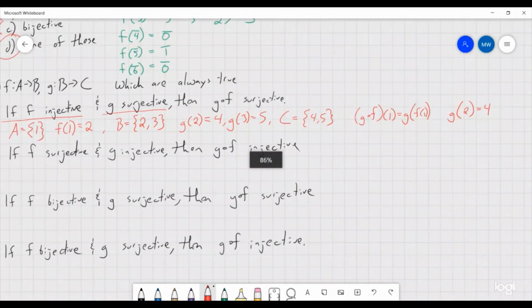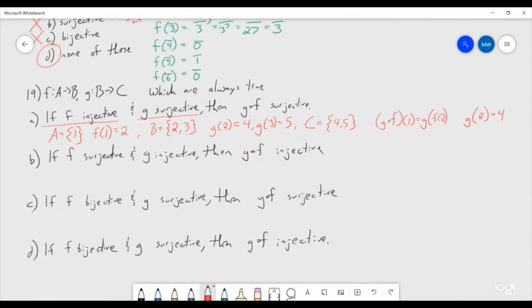So is this a surjective function? No, we can't get 5. So that means that G of F is not guaranteed to be surjective. So A is not always true. Does that make sense, how I made this very, very extreme example give us a counterexample?